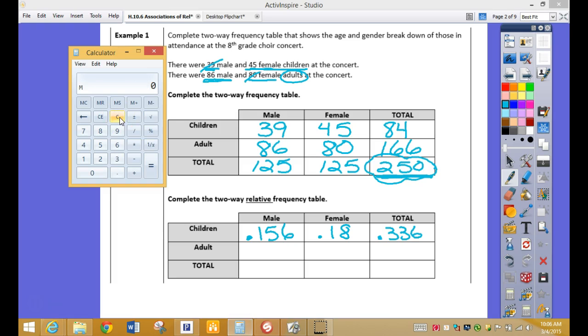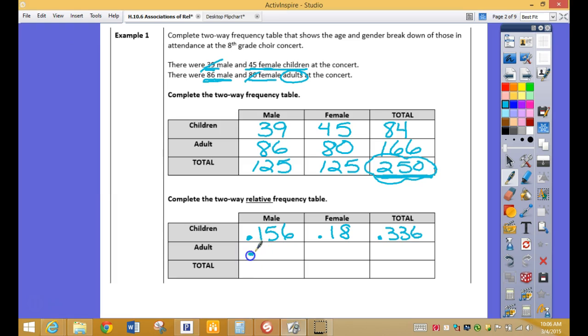Clear? 86 divided by your memory recall equals. Isn't that a lot nicer than putting in 250 every single time? Hit one button. 0.344.